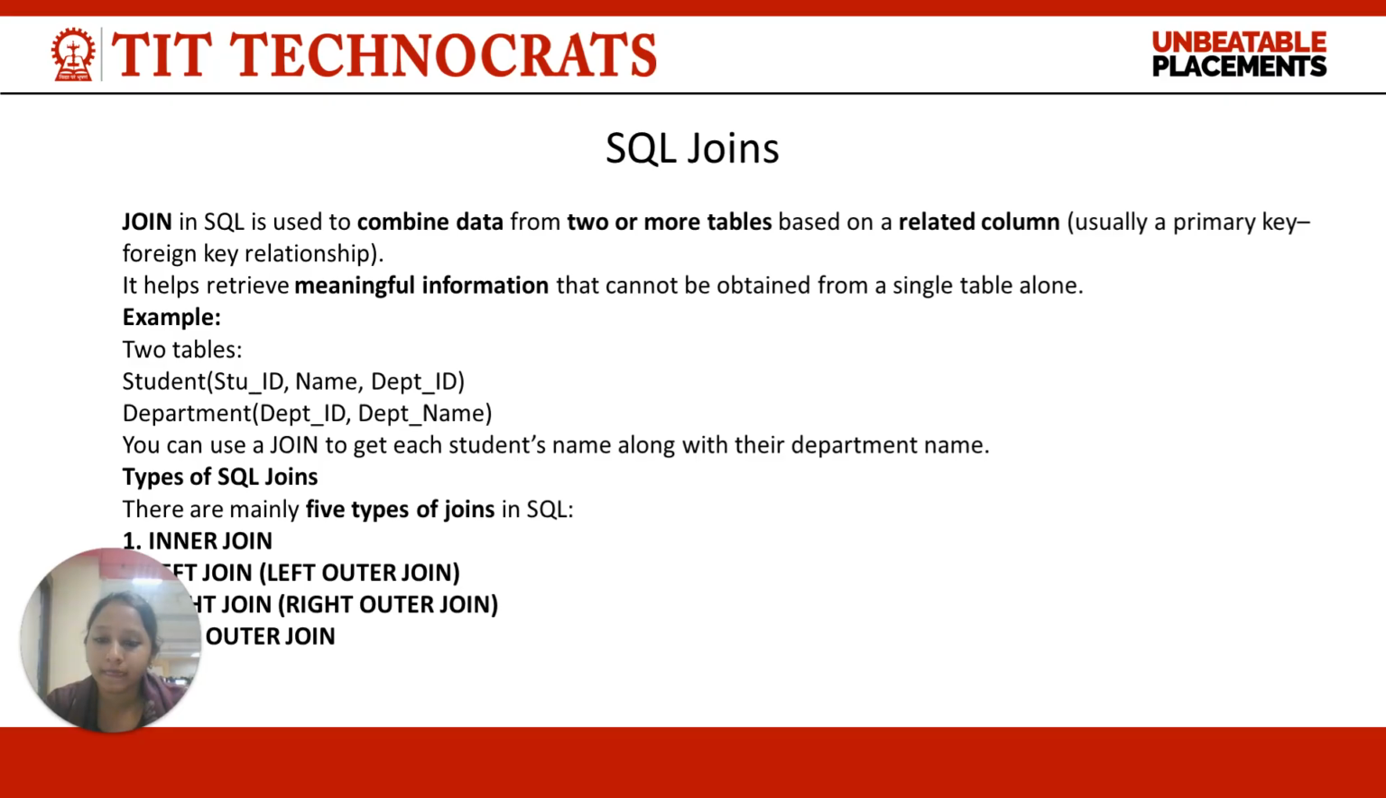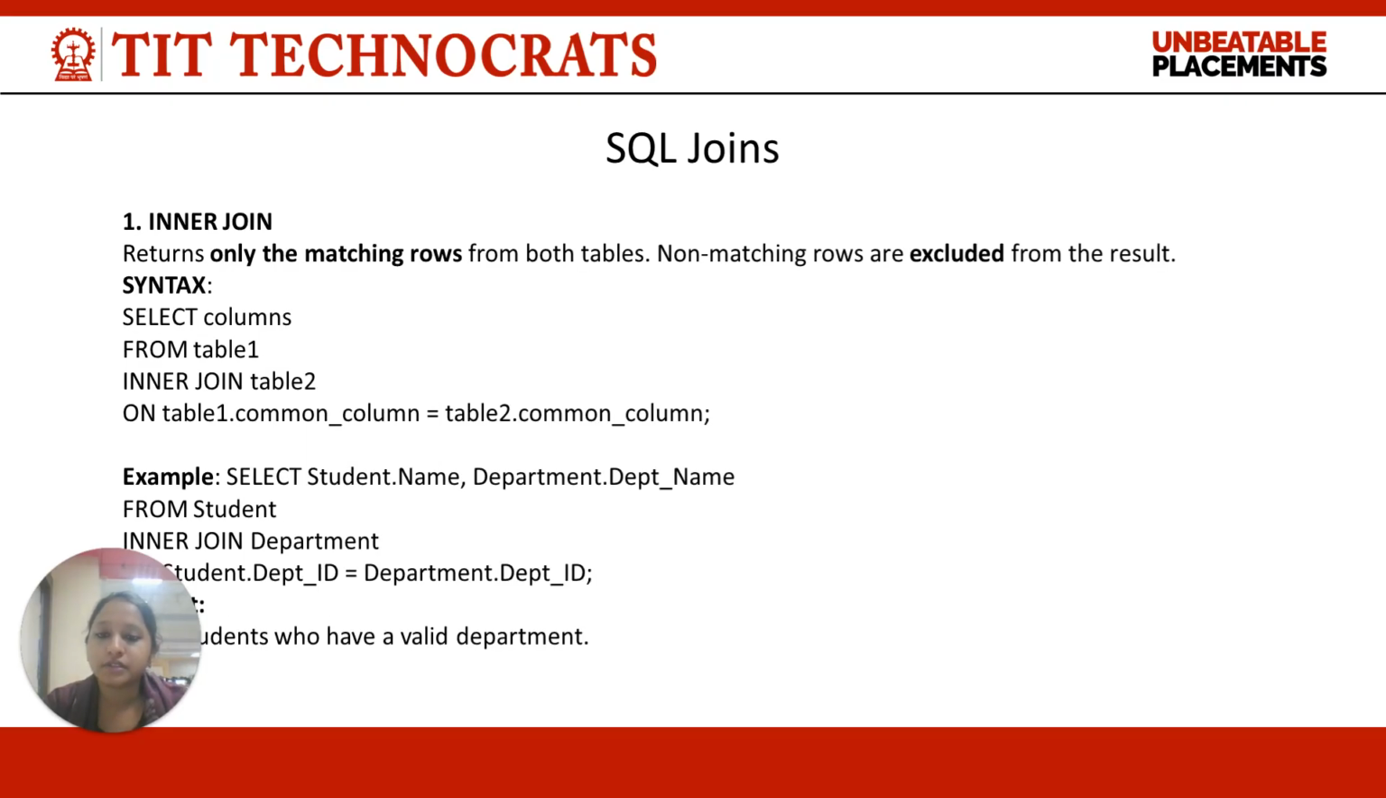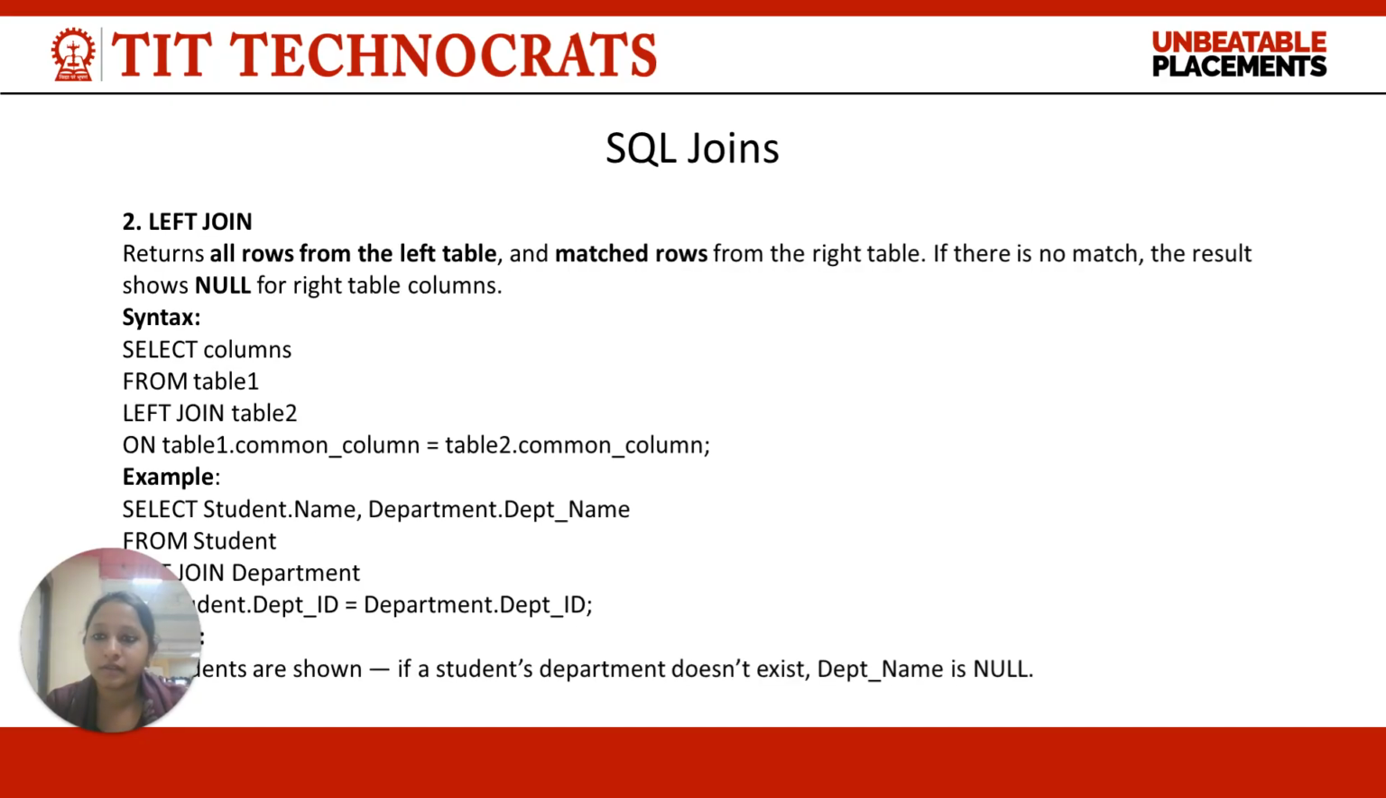First is inner join. Inner join returns only the rows that have matching values in both tables. Any non-matching rows are excluded. And the second is left join. It returns all rows from the left table and matching rows from the right table. If there is no match in the right table, the result shows null for its columns.